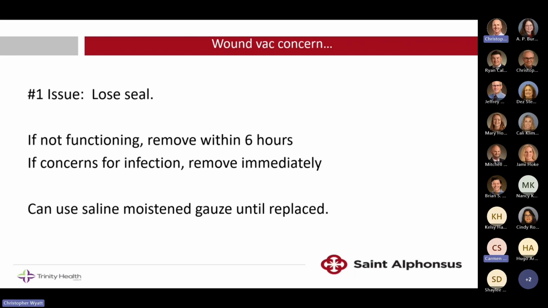If you do have concerns for an infection, even if the wound vac is working, go ahead and remove it immediately. For both of them, you can just use saline moistened gauze to replace it. Change it a couple times a day until it's decided whether to place the wound vac back on or not. It is a great tool, but it's not magic, and they're easy to put on and take off. So if there's ever a concern, feel free to take it off and just use moistened gauze in the interim.